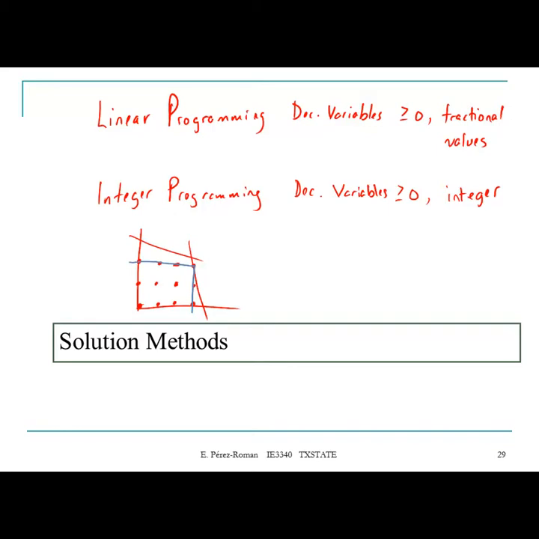We know that we can find the optimal solution for a linear program using the simplex method, in which you move from point to point through all the corners, and you're guaranteed to find an optimal solution. But here you don't have that flexibility anymore. You need to search on those points that are integer. And that makes the problem very difficult to solve. So now we're going to focus on one of the solution methods for integer programming.